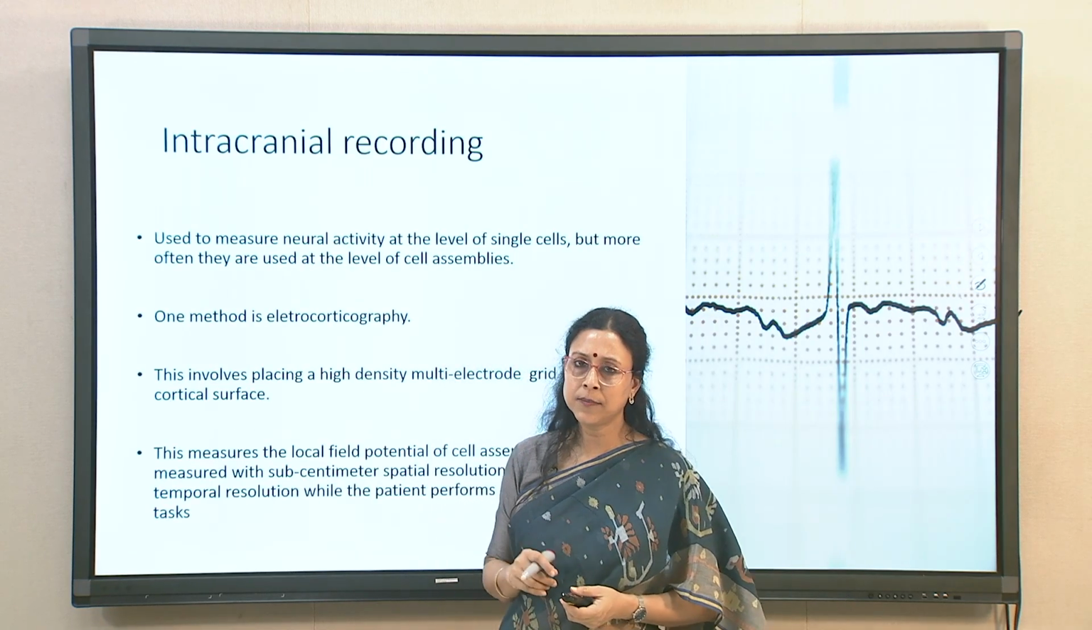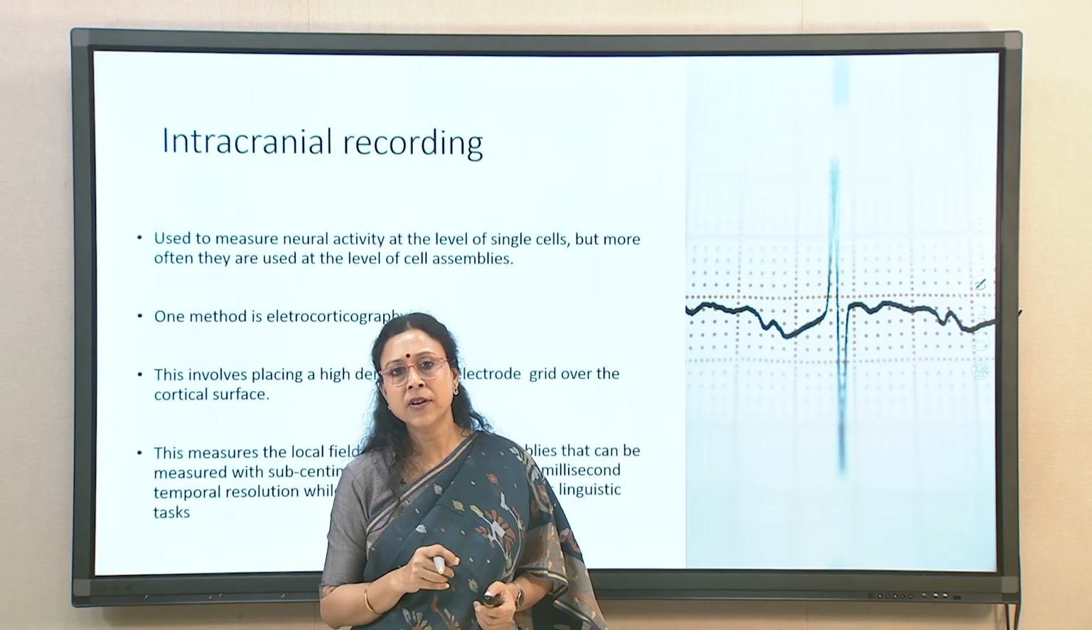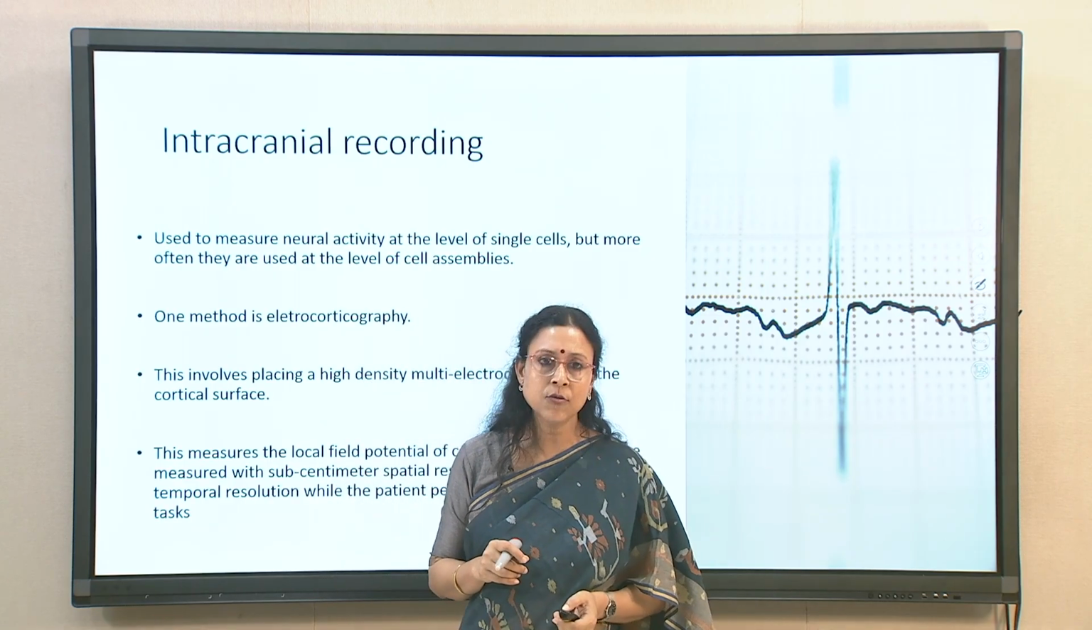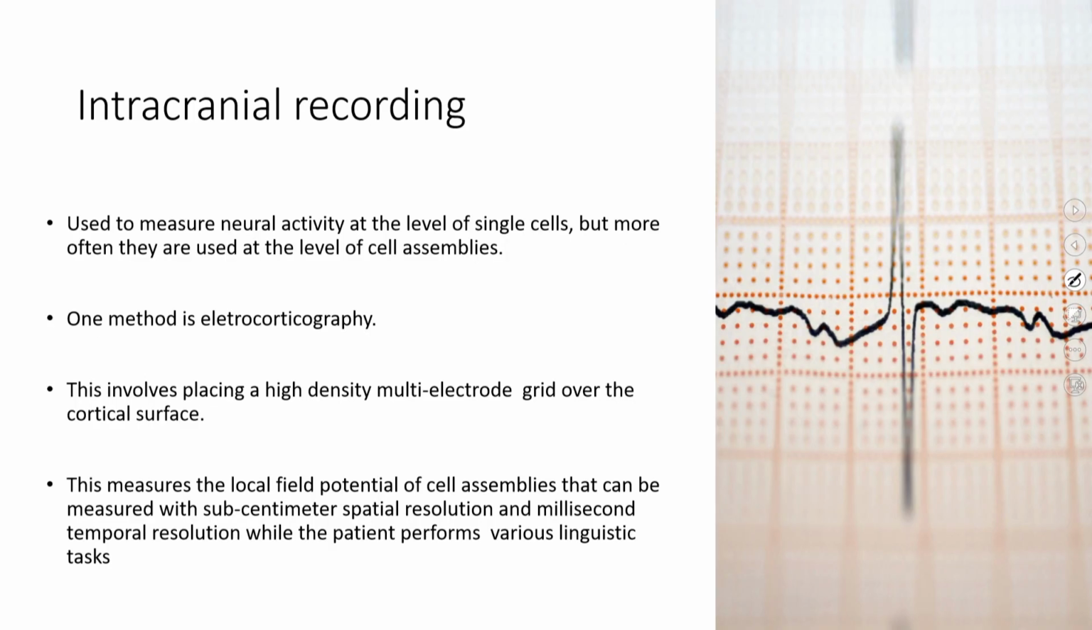Another kind of brain mapping technique is called intracranial recording. This is used to measure neural activity at the level of single cells, but more often it is used at the level of cell assemblies. So, a small region will be focused on. One of these methods is called electrocorticography, where they take the signals from inside the cranium. So, intracranial and extracranial. Intracranial is inside the cranium, meaning inside the skull, so directly from the brain.